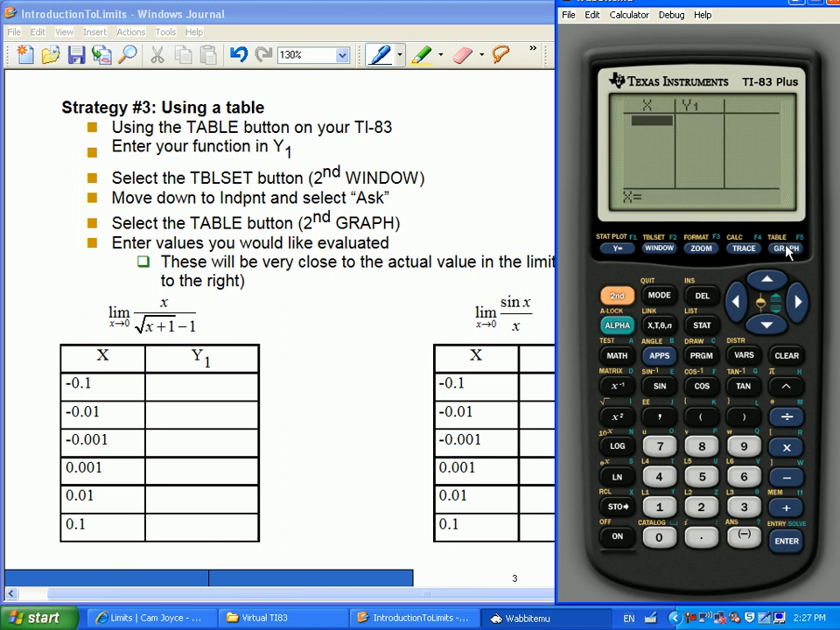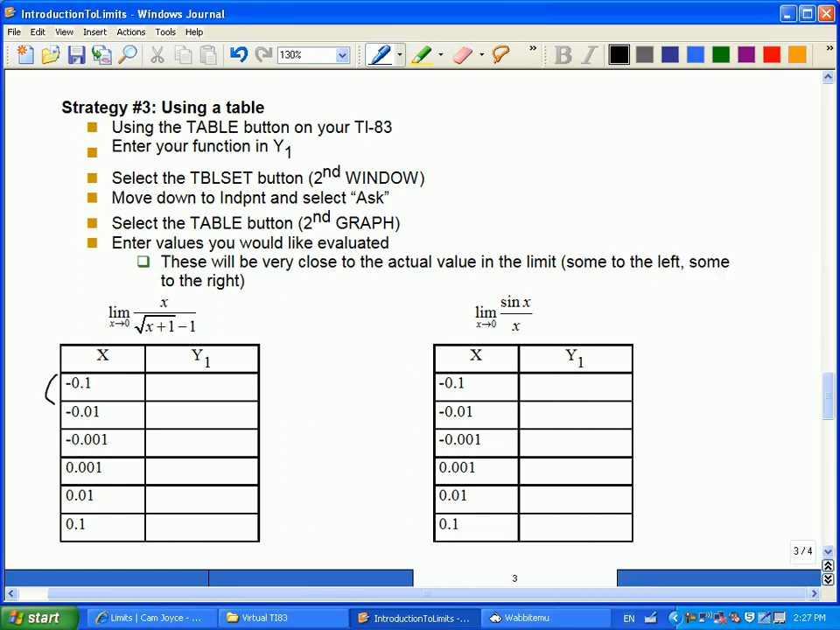And then I'm going to go to that table, and it's waiting for me to plug in a value. What I'm interested in are values near 0, because I want to know what's happening. So if we were to think about this as a graph, what side of my graph am I on here? What side is this? Yeah, it's the left side, because they're all less than 0. And this here would be the right side, because they're all greater than 0.